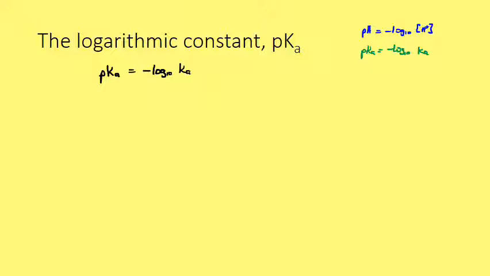So we now have an expression for pKa, and the corollary of that expression is, of course, in the same way as with pH, Ka is going to be 10 to the minus pKa. So if you're given one and need to find out the other, you're going to use either one or the other of these two equations.